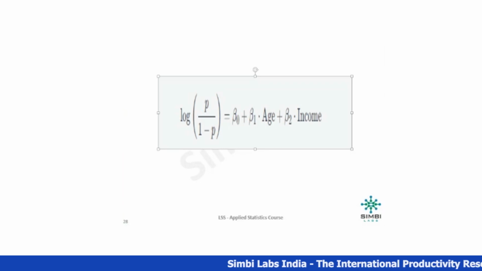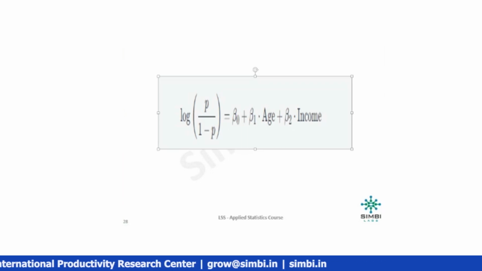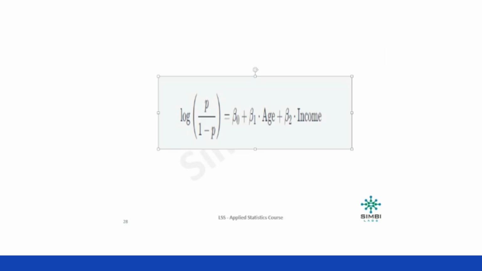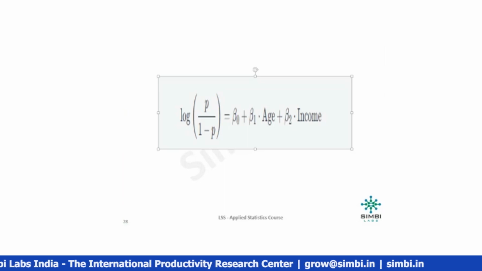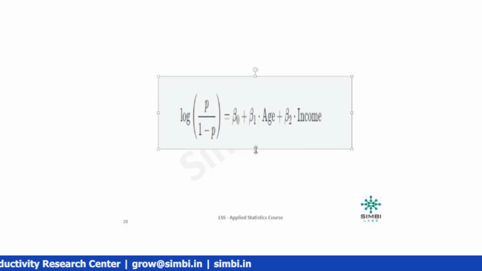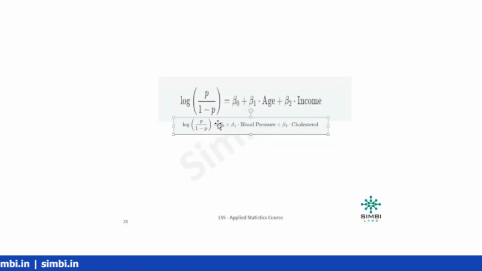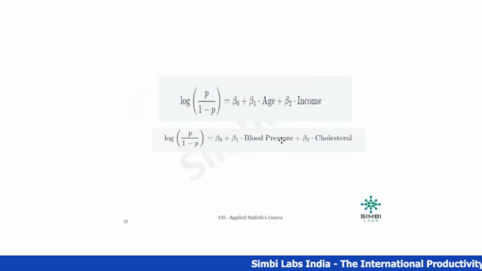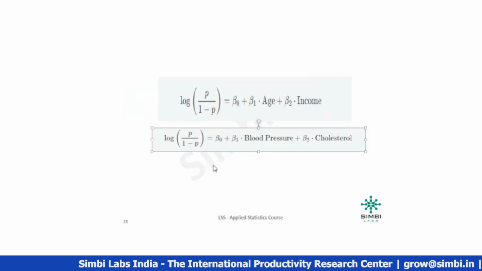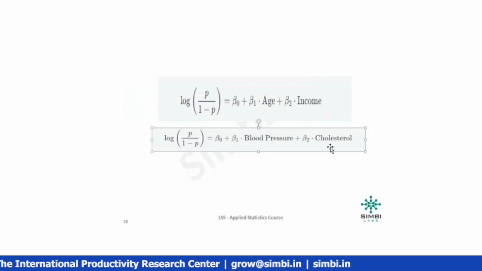The first thing is they need to do data pre-processing. Whatever the features, BP values and cholesterol values are there, they need to split the data into training and testing sets and apply the logistic regression model, meaning fit a logistic regression model to the training data. We can apply the formula: log of p by 1 minus p equal to beta 0 plus beta 1 into the feature BP plus beta 2 into cholesterol. By calculating the values, we can get the answers.